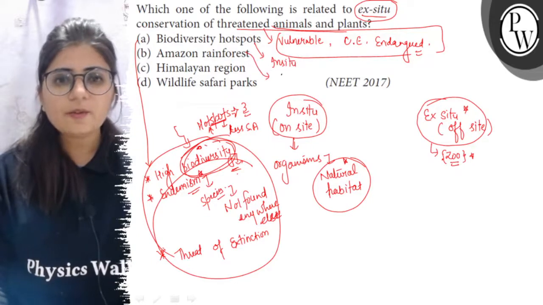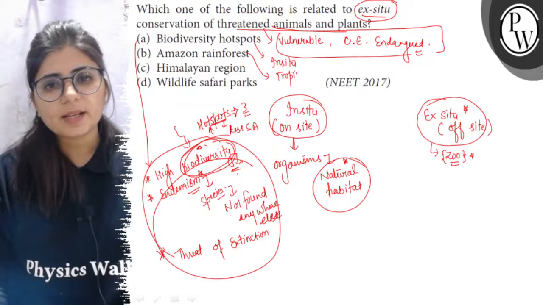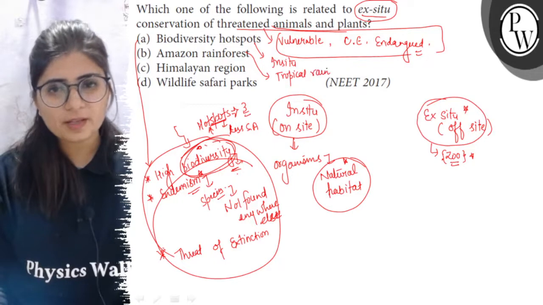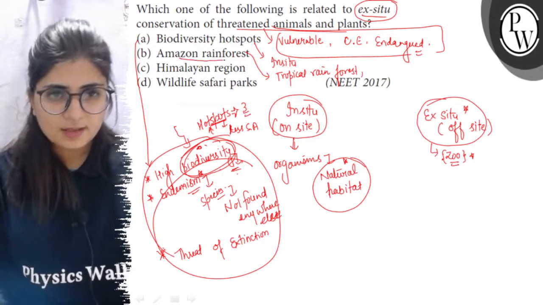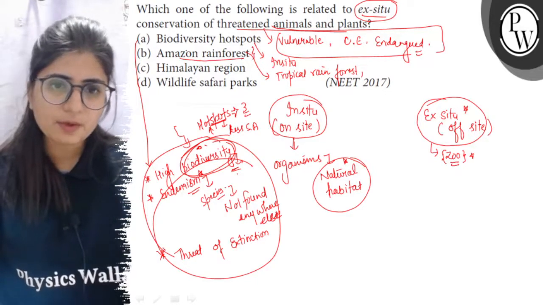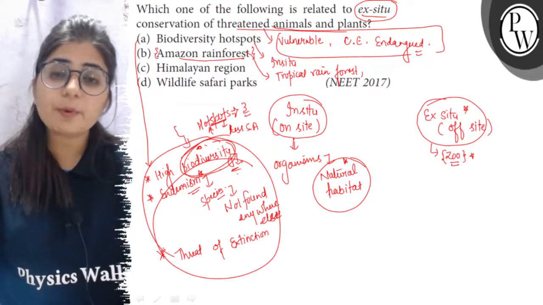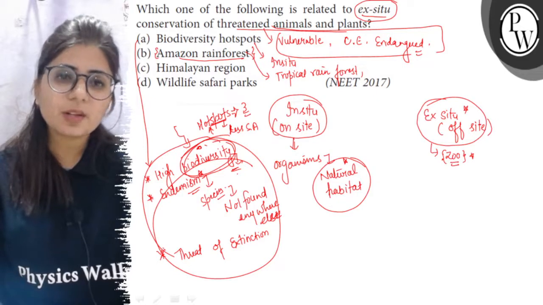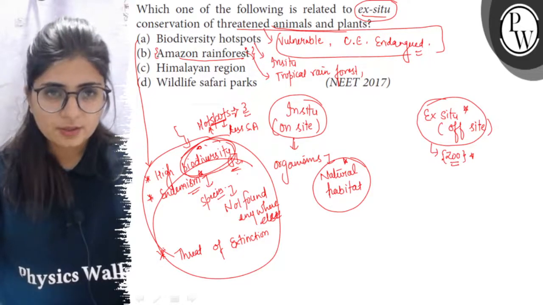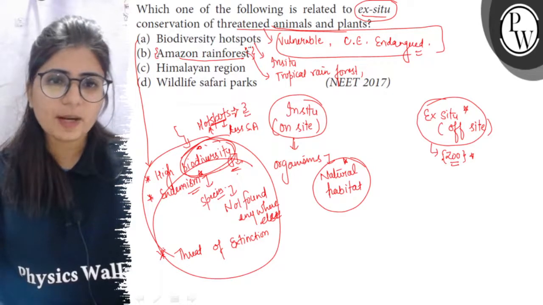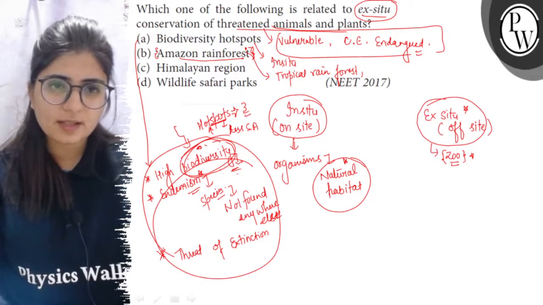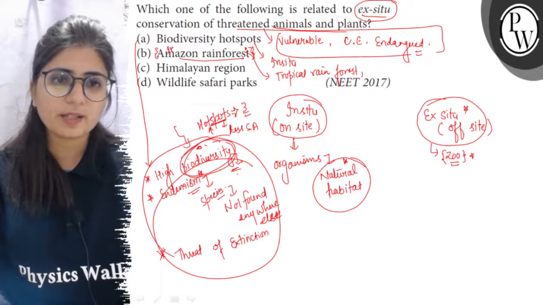Next, the Amazon rainforest. These are examples of tropical rainforest where there is high productivity. The Amazon forests are called the lungs of the planet because they are so productive that they provide 20% of the total oxygen on this earth. So if the rainforests are protected, all the plants and animals found in these areas will be protected there. So it is a method of in situ conservation.